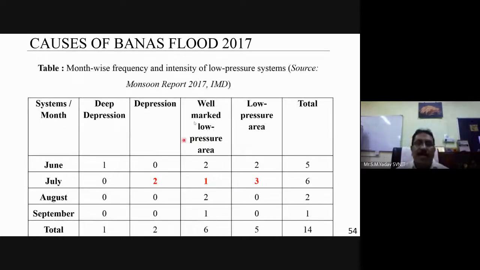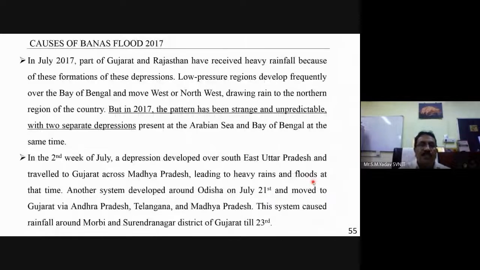in, and when a comparative analysis is made of the month-wise frequency and intensity of low pressure systems as per the IMD record of 2017, these are the number of depressions formed over the system. In the case of July, the total frequency and intensity of low pressure systems was 6, which has resulted in heavy rainfall. In July 2017, parts of Gujarat and Rajasthan received heavy rainfall because of the formation of these depressions.